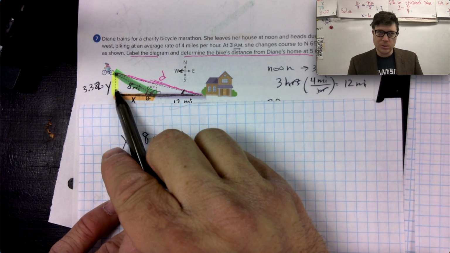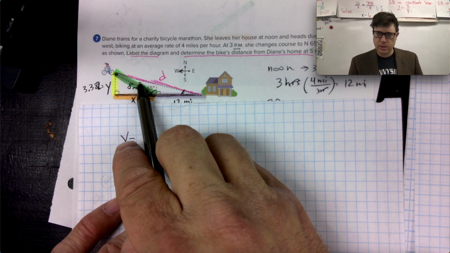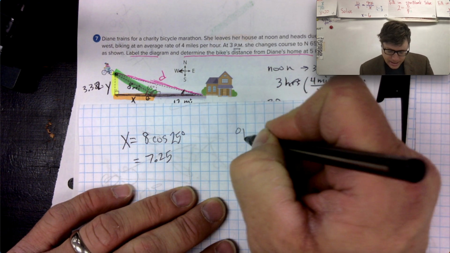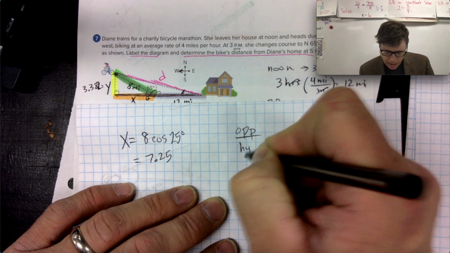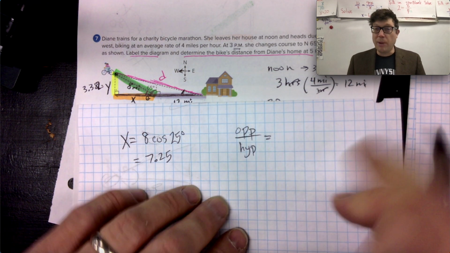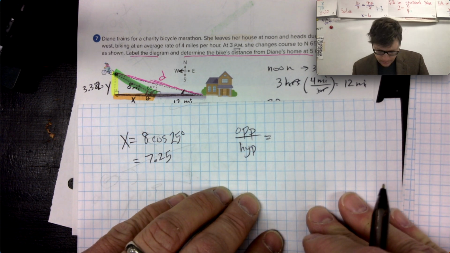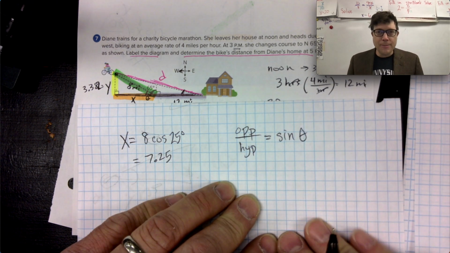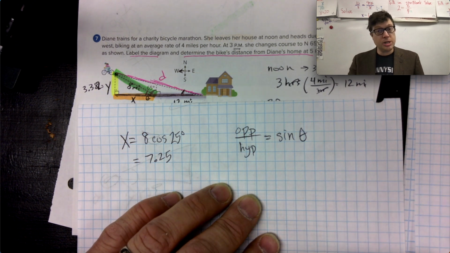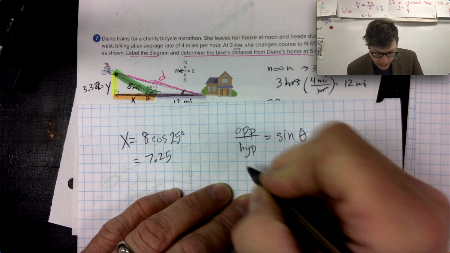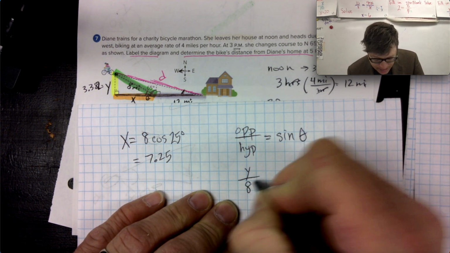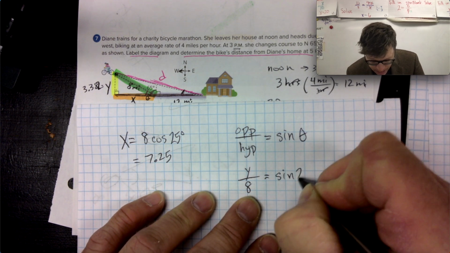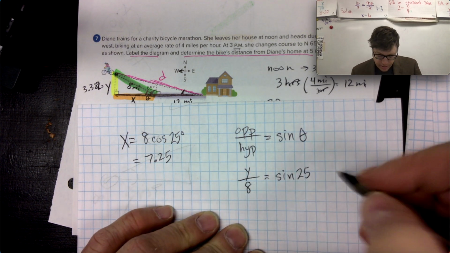It's yellow. And yellow and green is the opposite over hypotenuse ratio, which you might remember as sine. The sine of your angle is the opposite side divided by the hypotenuse. So in this problem, we could write y over 8 equals sine 25 degrees, of course.